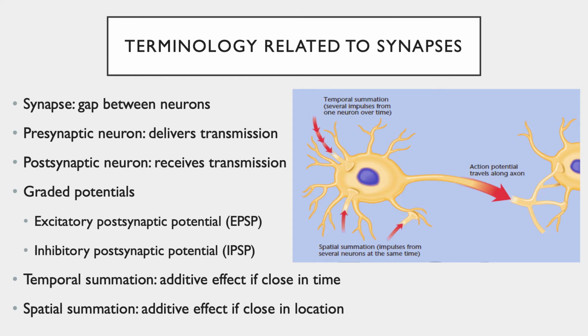A synapse is the gap between neurons. It is the space that neurotransmitters need to cross to impact neighboring cells. We'll talk more about that later in this lecture.